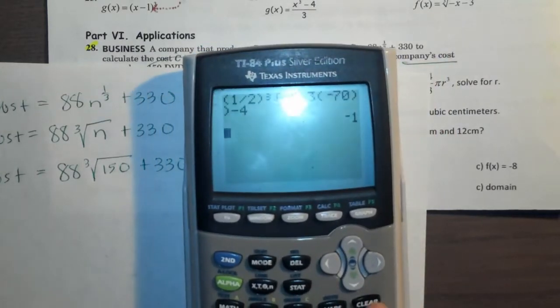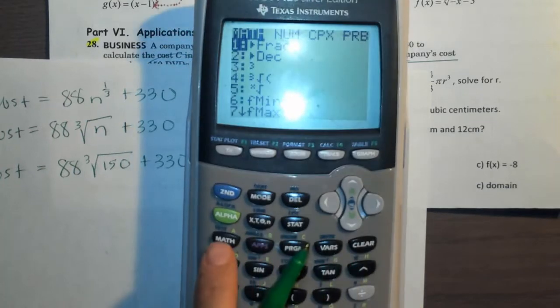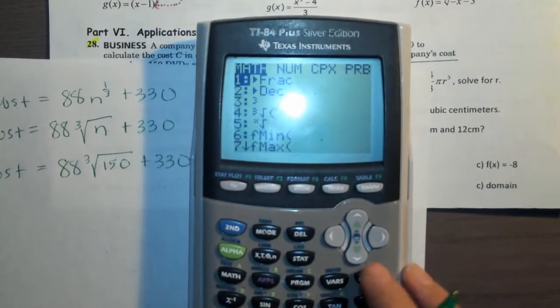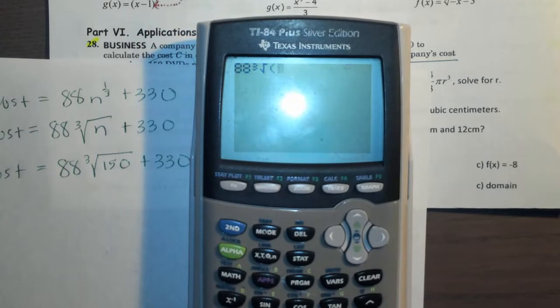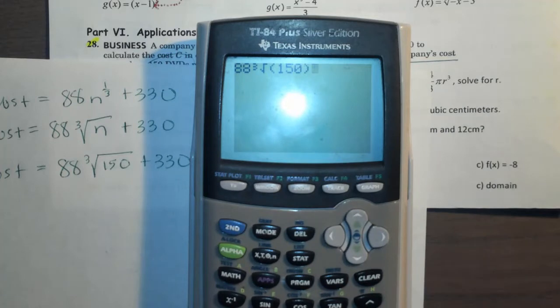So I turn it on, and I'm going to write 88 times, so Math, the math button right here. And then I'm going to hit number 4. That's the cube root button. And I'm going to type in 150. Make sure you close your parentheses because I want to make sure that is the only thing underneath the radical, underneath the cube root. And then I'm going to add 330. Hit enter. And so I end up getting 797.